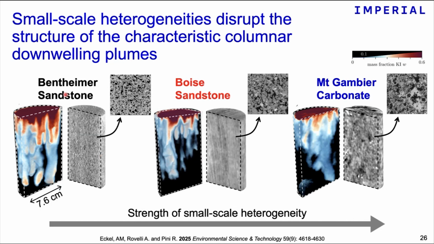So on the left-hand side, you see results from Bentheimer sandstone, which is a fairly uniform system for which we can still see these columnar plumes that move downwards into the rock. And here you see the X-ray image of the rock. But as we move to rocks that have more heterogeneities, we see that these patterns are more chaotic and disrupted, until we reach this sort of behavior in a very heterogeneous system where you no longer see these long plumes, but a rather diffusive process, right?